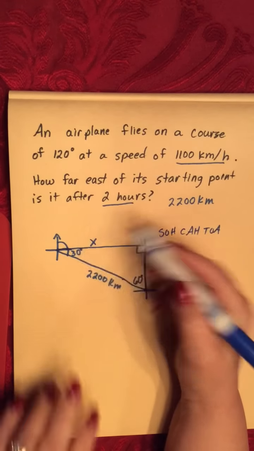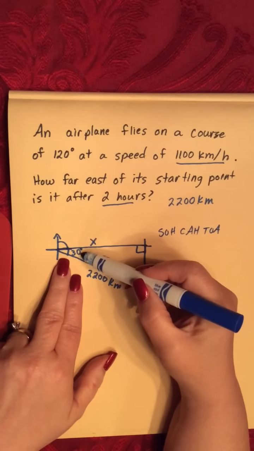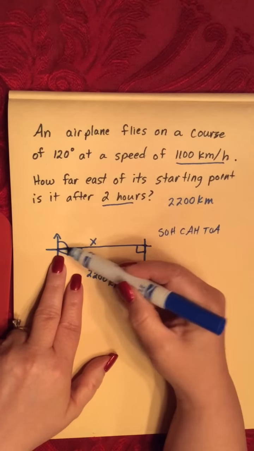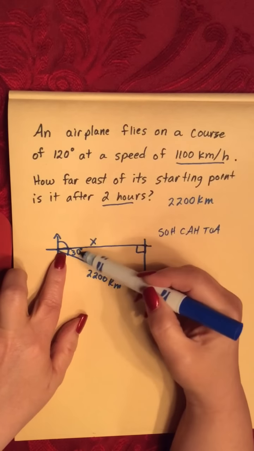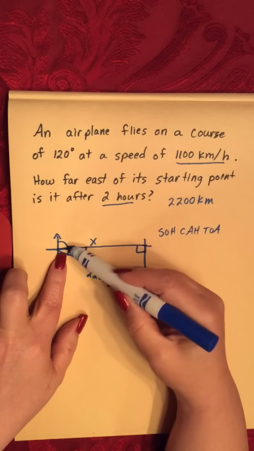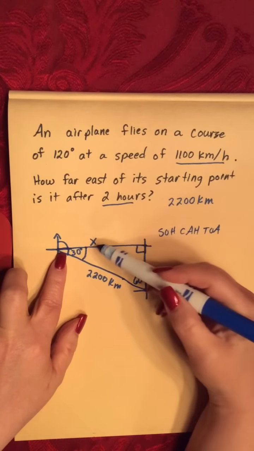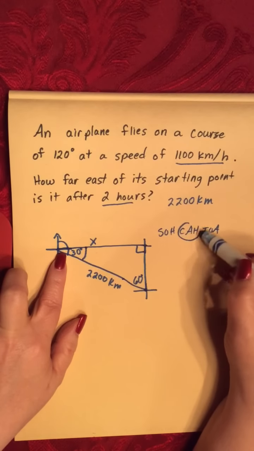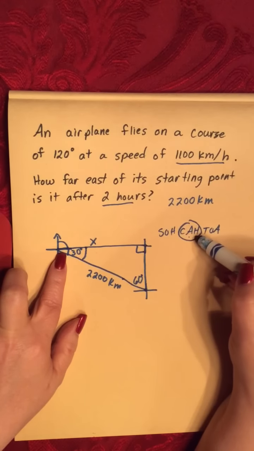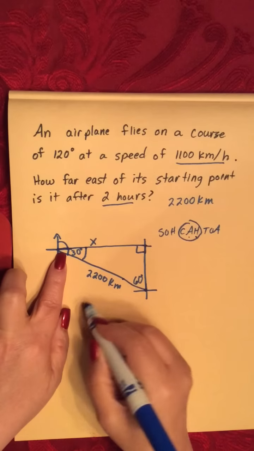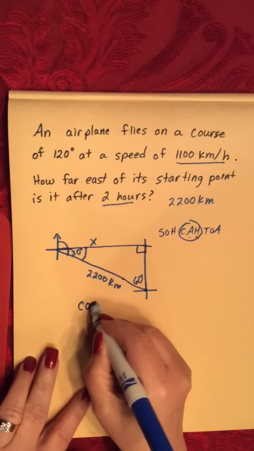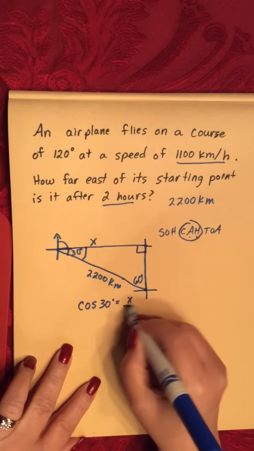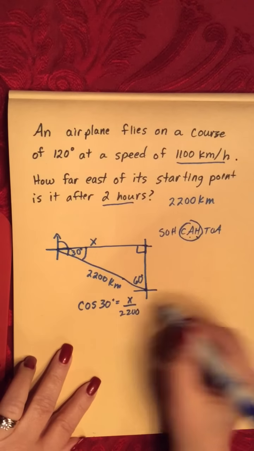And I know that this angle is 30. I know the hypotenuse is 2,200 kilometers. And I'm trying to find the adjacent side, because x is adjacent to the 30 degrees. So which one uses adjacent and hypotenuse? I think it's cosine, because A is for adjacent, H is for hypotenuse. So then I could say the cosine of 30 degrees is equal to adjacent over hypotenuse.